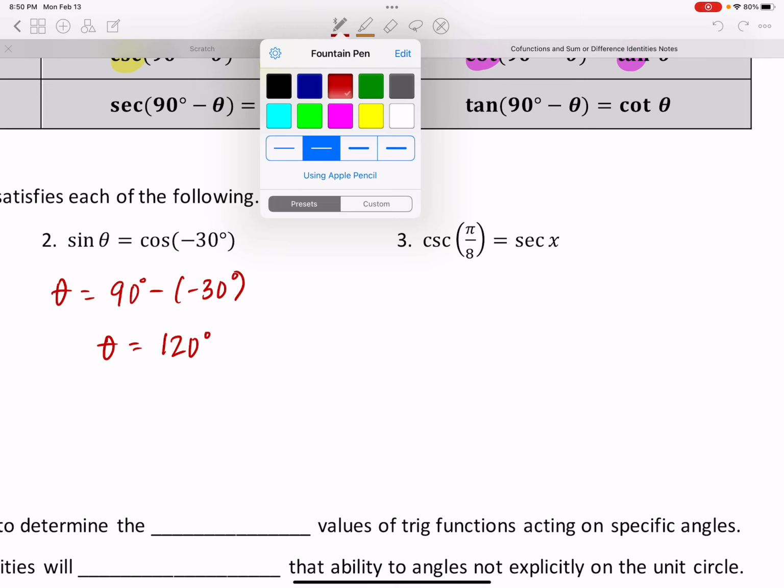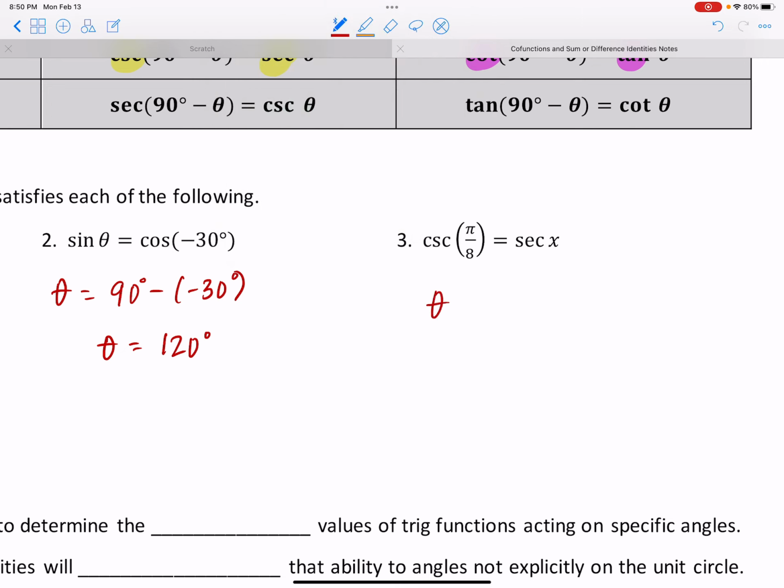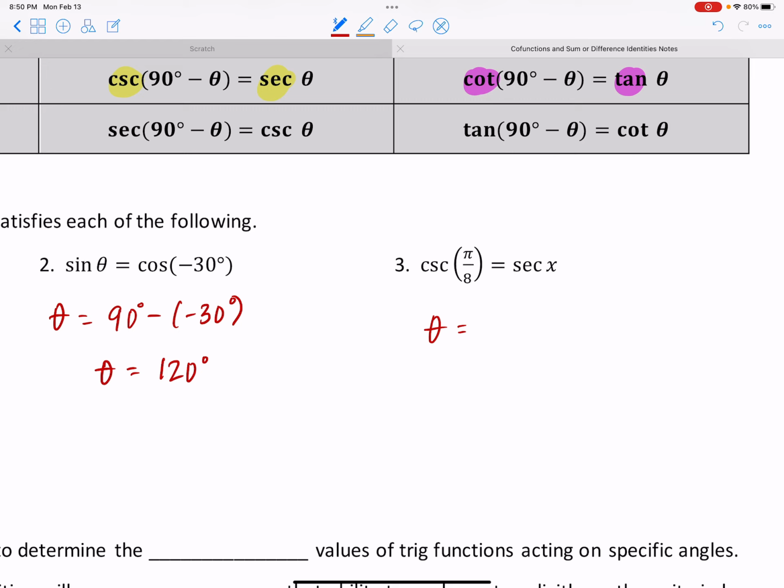So I'm going to, again, find my angle by finding the complement to pi over 8. So the other two I subtracted from 90, but remember 90 degrees is pi over 2 radians, so it kind of depends on what we're working with here. If we're working in degrees, subtract from 90. If we're working in radians, let's subtract from pi over 2. So maybe you want to make a note to yourself somewhere, right? Pi over 2 radians is equal to 90 degrees.